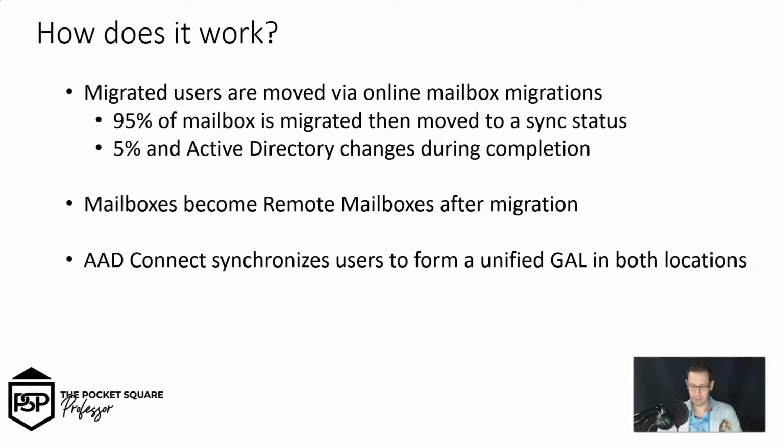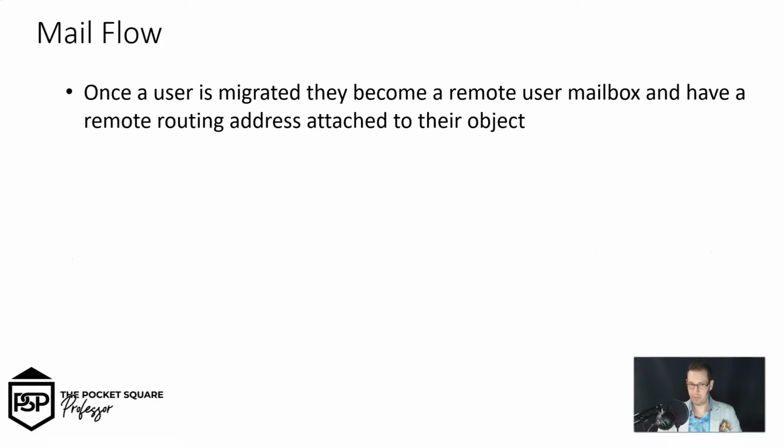What else do we do? What about the mail flow? Well, we talked a little bit about this here. Once a user is migrated, they become a remote user mailbox and have a remote routing address attached to their object. We talked about this already: when the hybrid configuration wizard runs, it changes the email address policy, which applies a remote routing address.